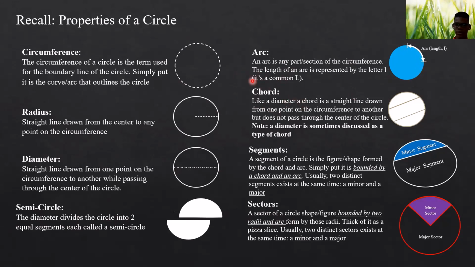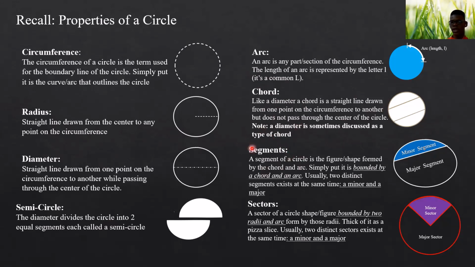And next, we have the chord, and like I explained, the chord is like a diameter. However, it doesn't pass through the center. You could think of a diameter as a type of chord. But just keep in mind that a chord is a line drawn from one point of the circumference to the other. A straight line, of course, drawn from one point of the circumference to the other.